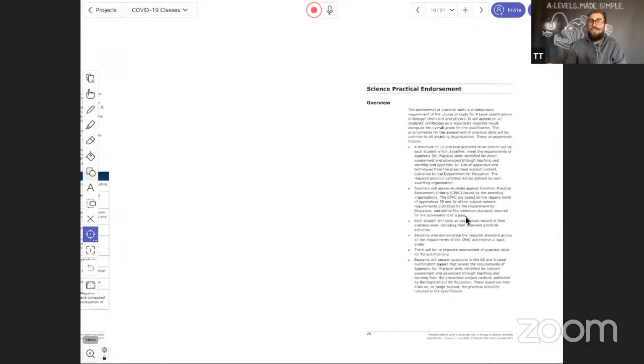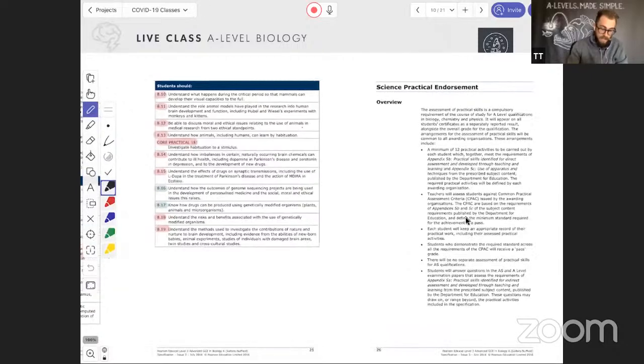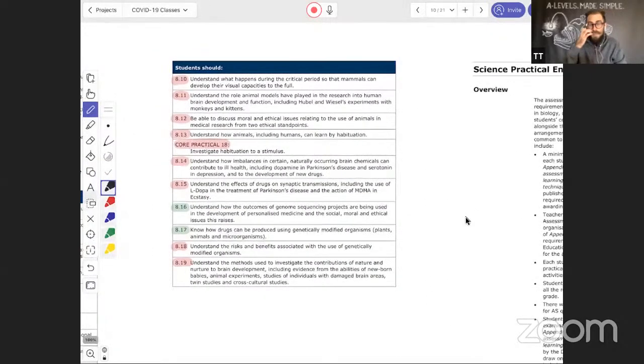Edexcel is super vague. Know how drugs can be produced using genetically modified organisms: plants, animals, and microorganisms. Essentially, that is the part of the spec that covers this. They don't go into as much detail. They probably won't require quite as much detail. I will maybe look for some Edexcel questions, to exemplify to Edexcel students what level of detail you are required to know.